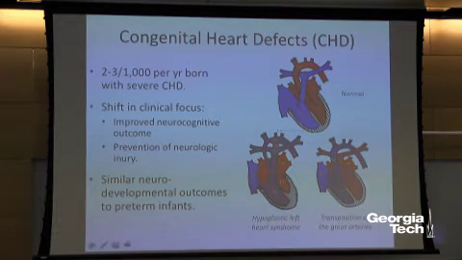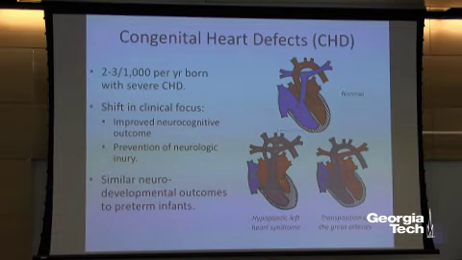We specifically studied hypoplastic left heart syndrome and transposition of the great arteries. You can see the main feature of these defects, without going into too much detail, is that there's mixing of the arterial and venous blood. And so these patients grow up in utero in basically a hypoxic environment. Now that surgical techniques for these procedures have dramatically improved within the past 30 years, there's a shift in clinical focus from strictly survival to improving neurological outcomes and preventing neurological injury.